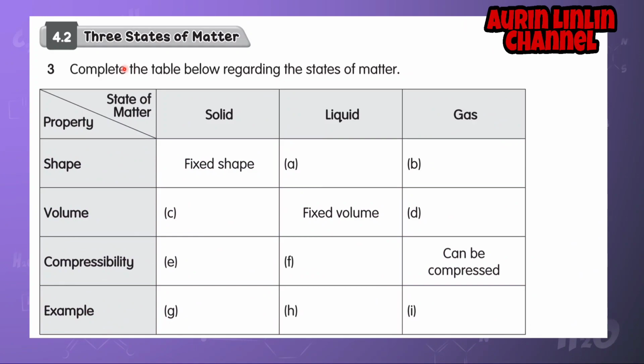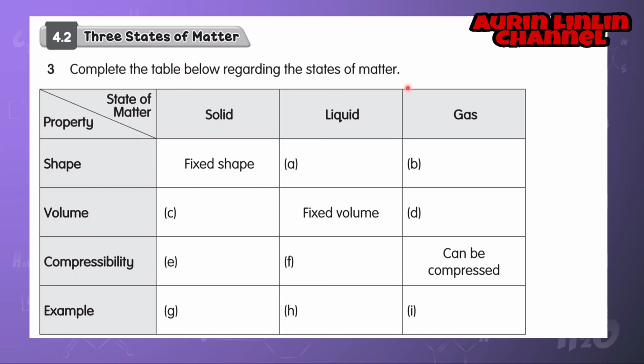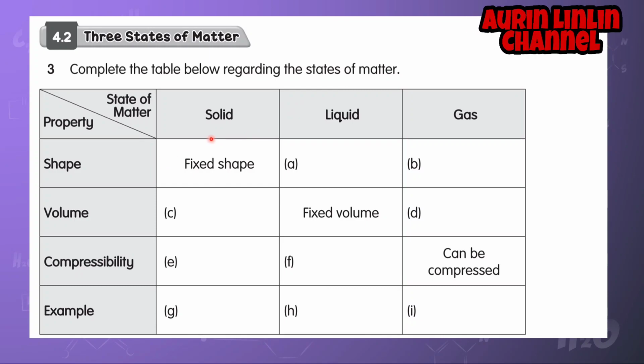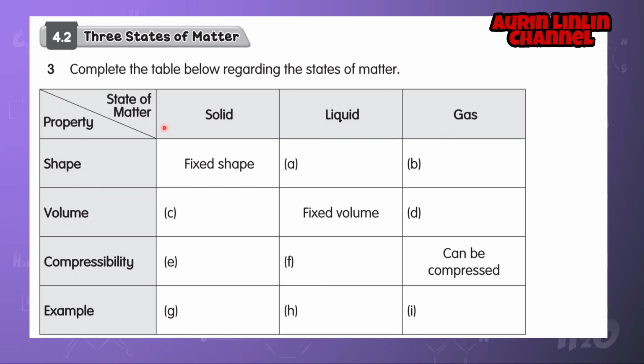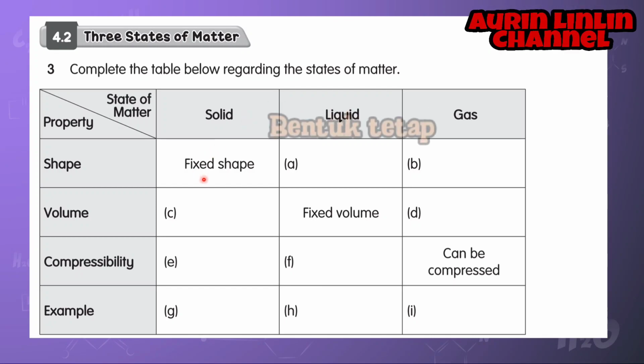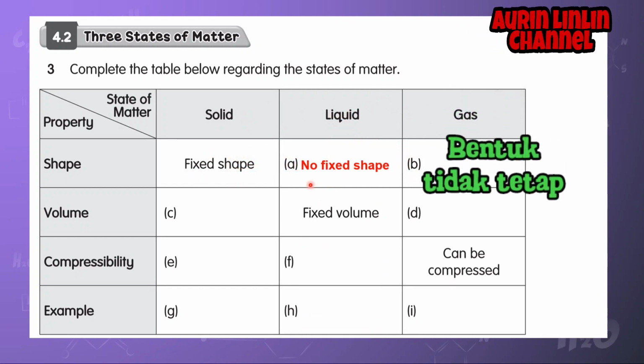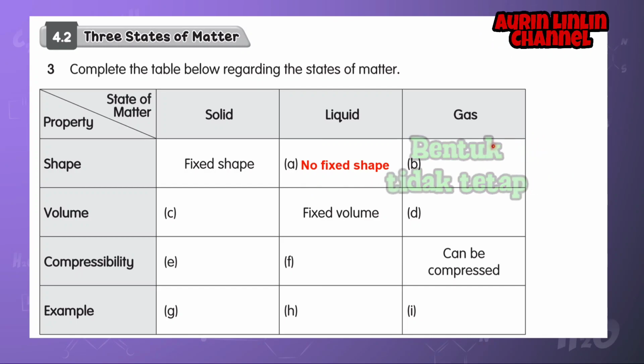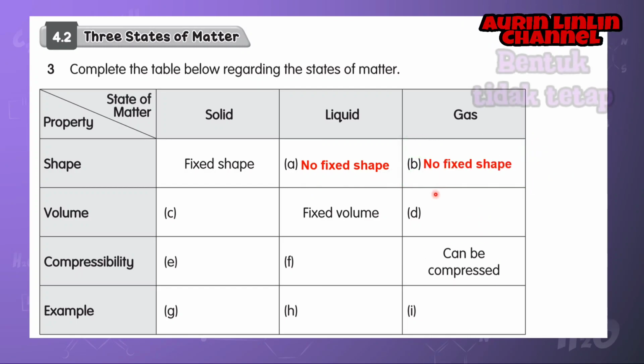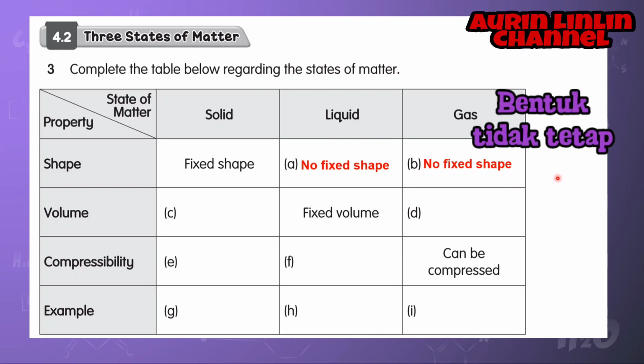The next topic is about 3 states of matter. Complete the table below regarding the states of matter. There are 3 states of matter: solid, liquid, and gas. Now look at the property. The shape. Solid has a fixed shape, liquid has no fixed shape, and gas has no fixed shape too.